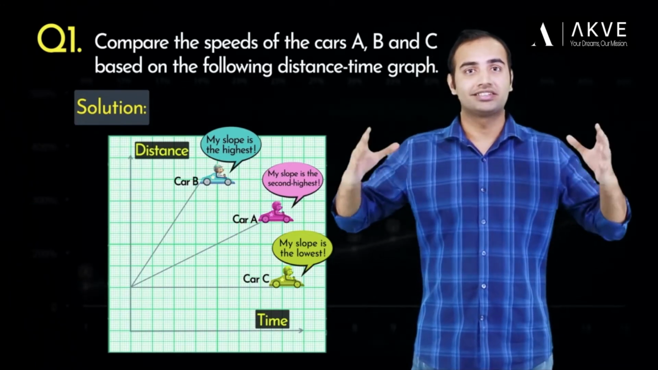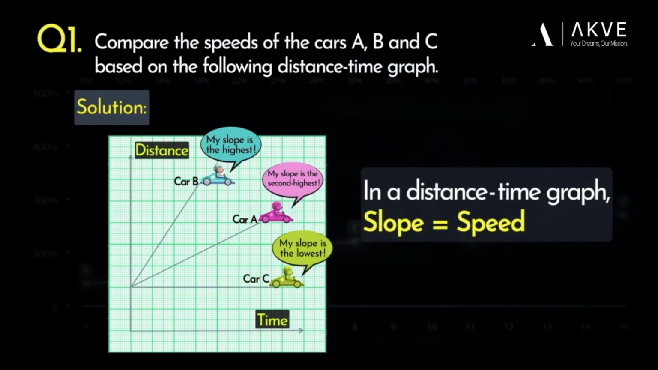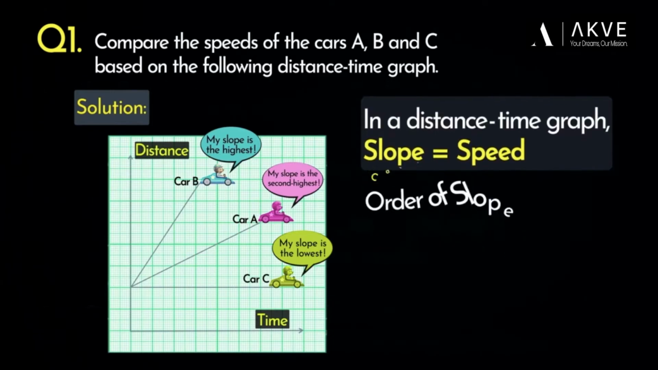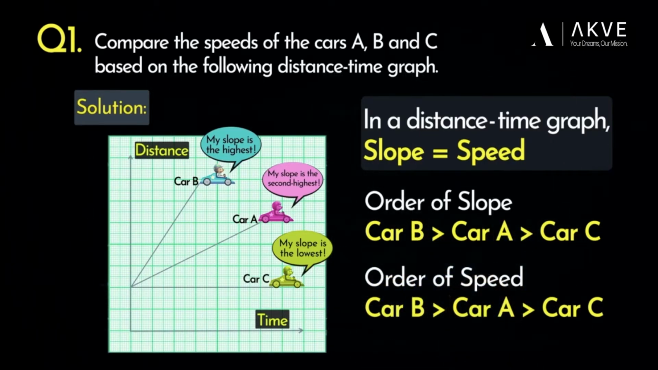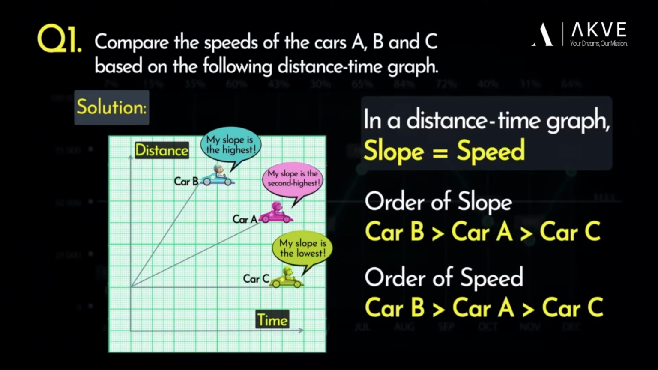Now, because in a distance time graph, the slope of a straight line is exactly equal to the speed, we can say that the same trend would be true for the speed of these 3 cars as well. So from there we can directly say that speed of car B would be more than speed of car A, and that in turn would be more than speed of car C. That's our answer right there.